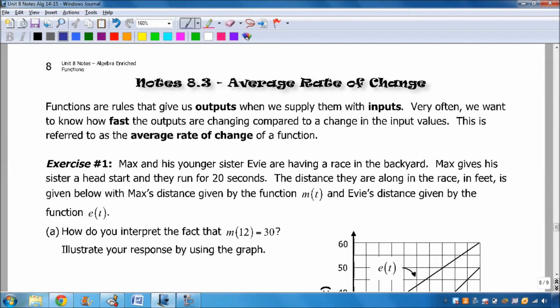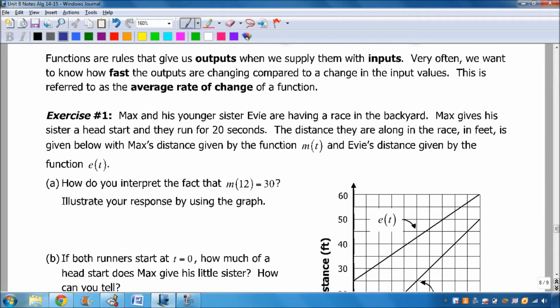All right, notes 8.3 are on average rate of change. So let's go ahead and read through what it says here. Functions are rules that give us outputs when we supply them with inputs. Very often we want to know how fast the outputs are changing compared to a change in the input values. This is referred to as the average rate of change of a function.